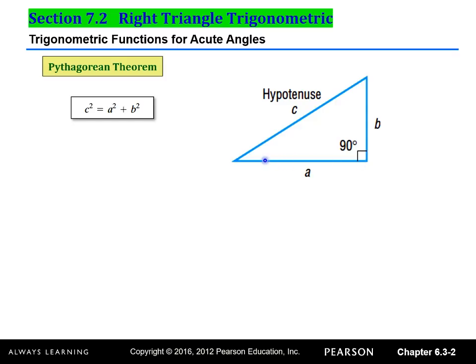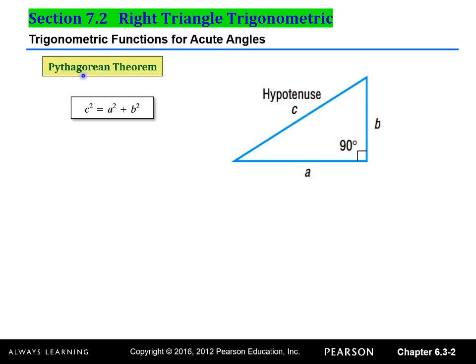So in this right triangle, this is the hypotenuse, which is the longest side of this triangle, and these two legs are the other sides of this right triangle. So in defining trigonometric functions for acute angles, we will be using the concept of the Pythagorean law or Pythagorean theorem.